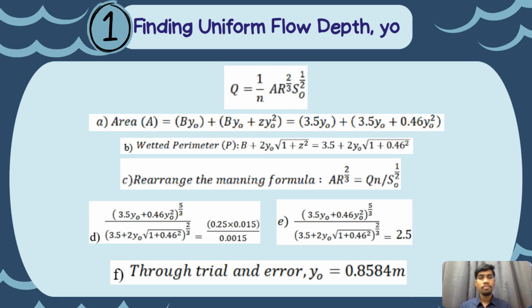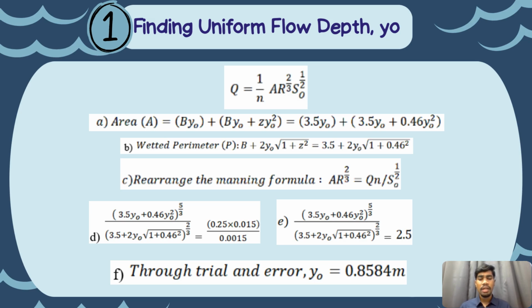For the area, we got B times YO plus B times YO plus Z times YO square, which equals 3.5 YO plus 0.46 YO square. And for the wetted perimeter, P equals B plus 2 YO square root of 1 plus Z square, so 3.5 plus 2 times YO square root of 1 plus 0.46 square.